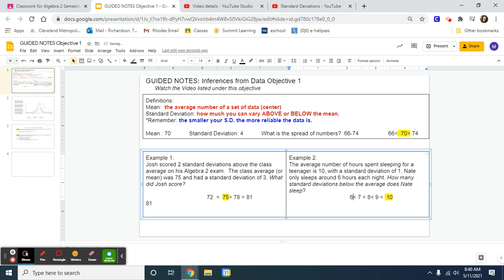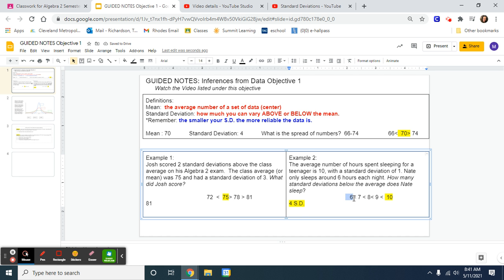And then 6, right? That's deviating by 1 every time. Now, Nate only sleeps 6 hours. So how many deviations is he away from the average? So here's our first deviation, our second deviation, our third, our fourth. So Nate is 4 standard deviations away from the mean.